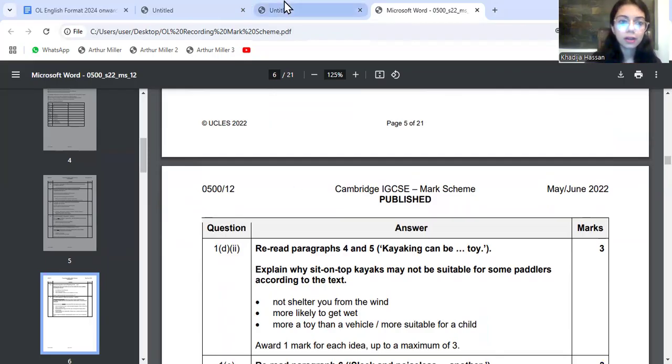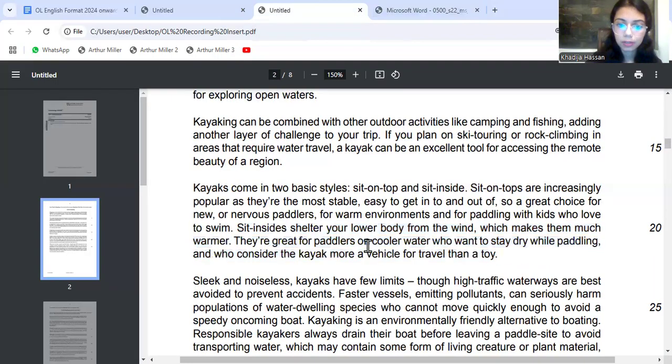All right, so I think the last one I phrased it a bit inappropriately. Well, not pertinently. They're great for paddlers in cooler water, who want to stay dry while paddling. So that one we did. That sit on top kayaks will make you wet.